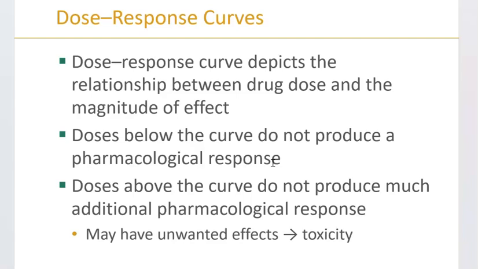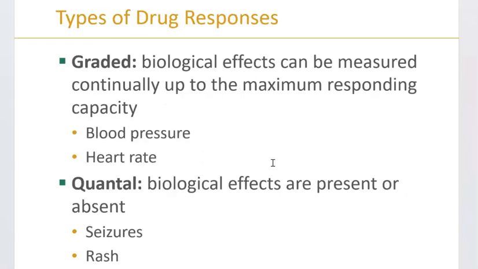Doses below the curve do not produce a pharmacological response, and doses above the curve do not produce much additional pharmacologic response. And then we may actually get into toxic levels. So you want to fit into, it's like a bell curve. We want to get that majority within the bell. We don't want to be too low. We don't want to be too high.